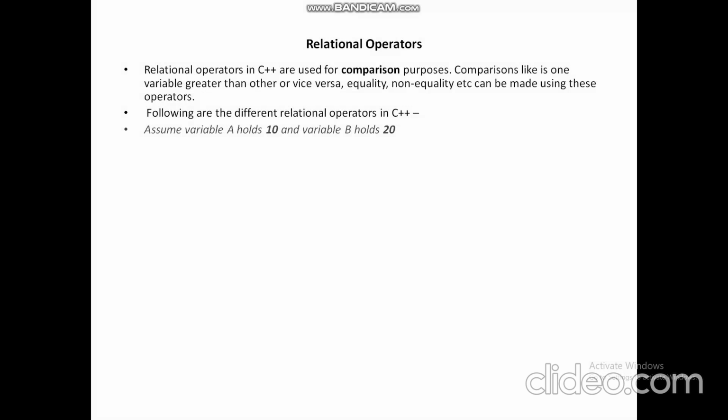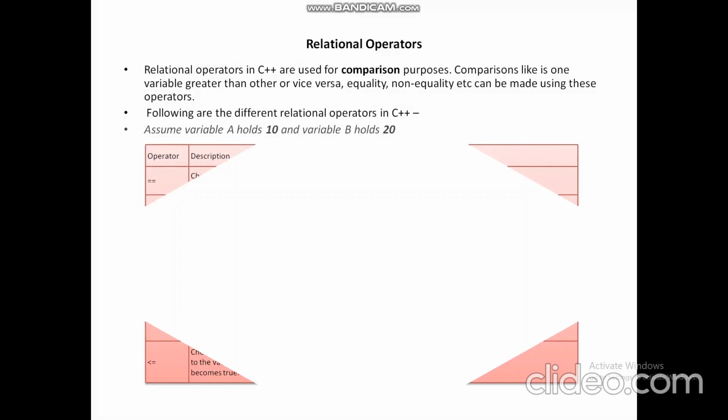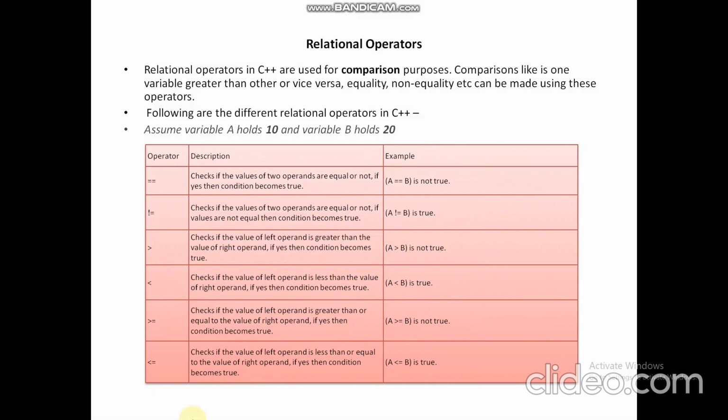Now, relational operators. Relational operators are used for comparison purposes, meaning one value is compared with another value, or one variable is compared with another variable. Following are the relational operators, in which A holds 10 and B holds 20. See the double equal to, which checks whether values are equal or not. If it is equal then it will say true, and if it is not equal it will not give us a true value. Here A is 10 and B is 20, so A and B are not equal.